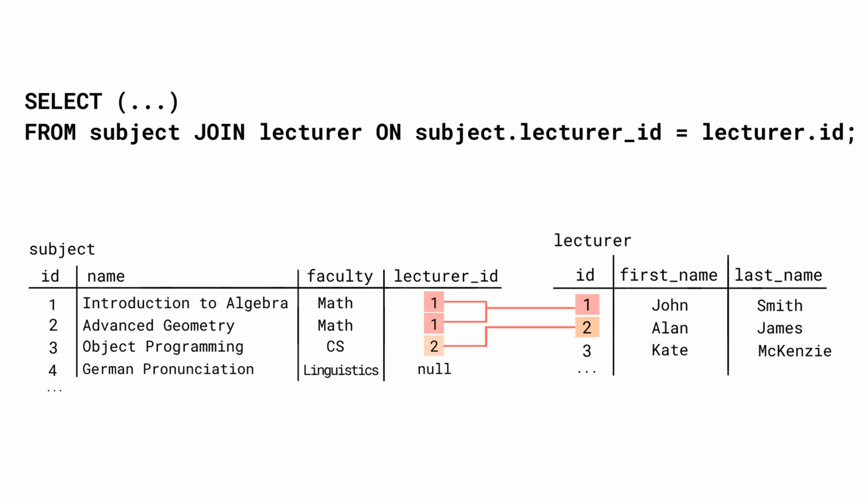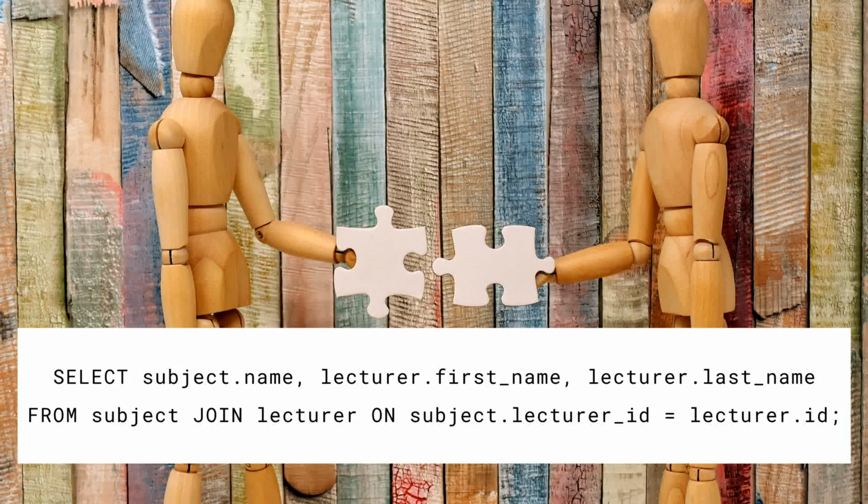To instruct the database how to join the tables, we need to use the keyword on. We then provide the matching columns from both tables. You provide the table name, put a dot, then provide the column name. In this case, we'll use the following: on subject.lecturer_id equals lecturer.id. Now that both tables are indicated in the from clause, we can use the columns from both tables in the select clause.